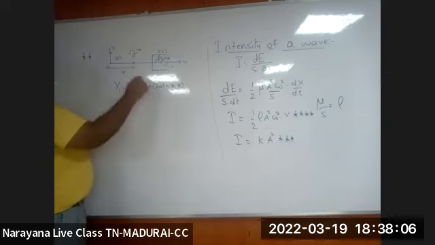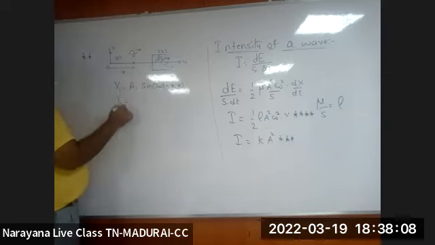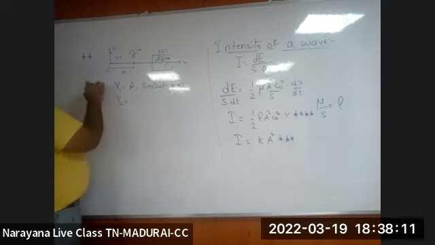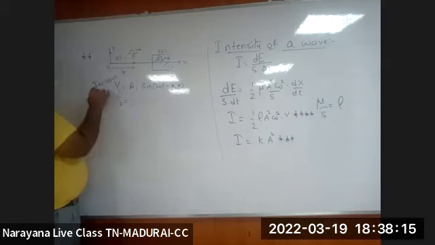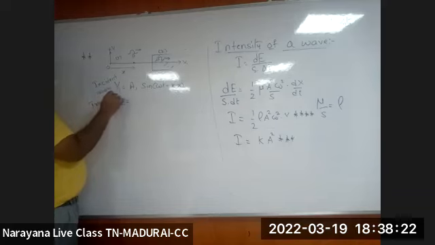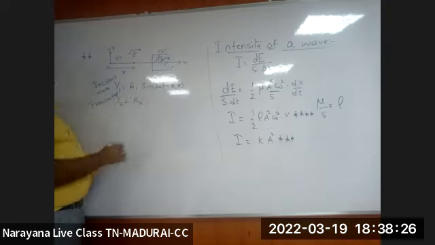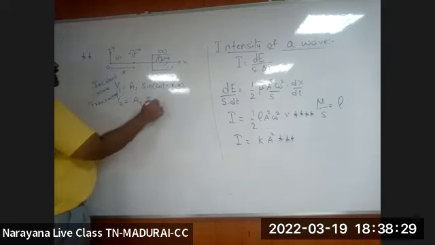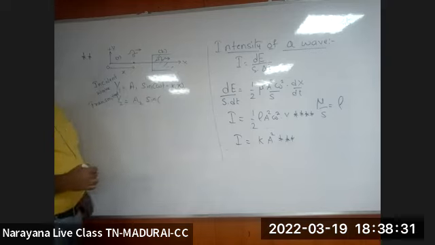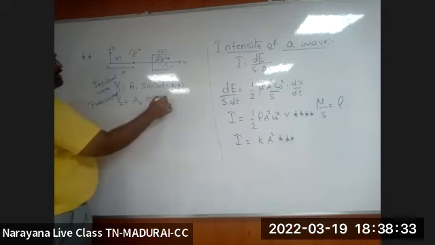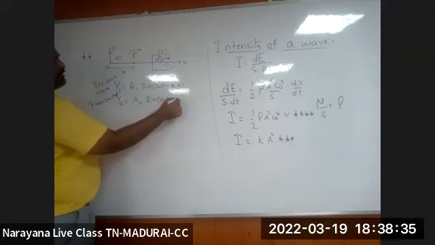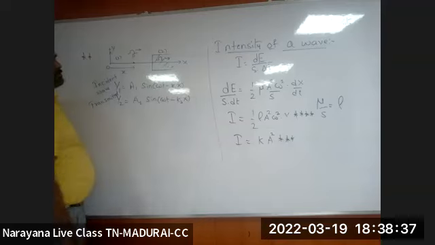Tell me, what is the wave equation? Y1 equal to A1 sin, this is called the incident wave equation. Then what is the transmitted wave equation? Y2 equal to A2, the amplitude is different now. A2 into sine of how much? Omega t minus, very good, K2 into x.